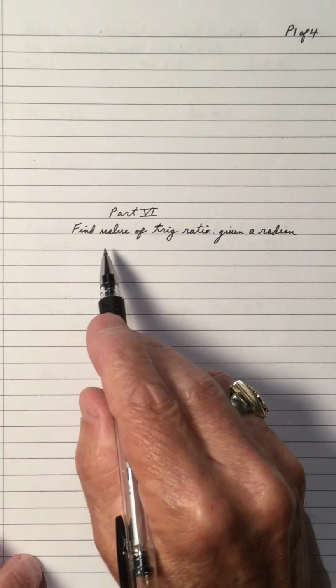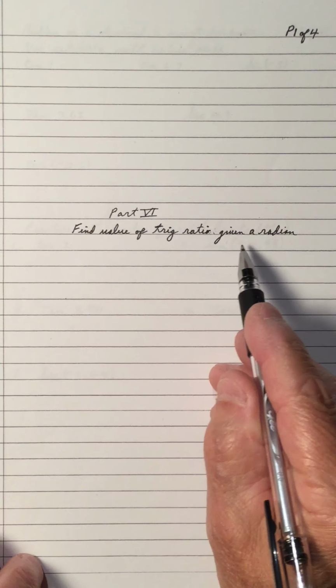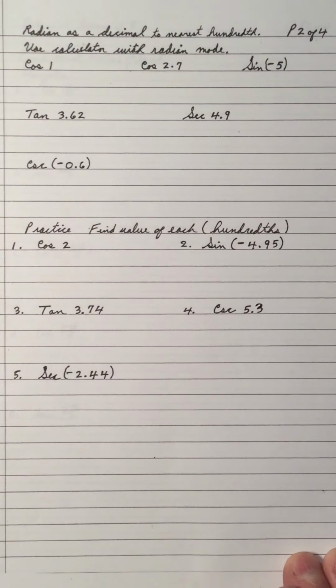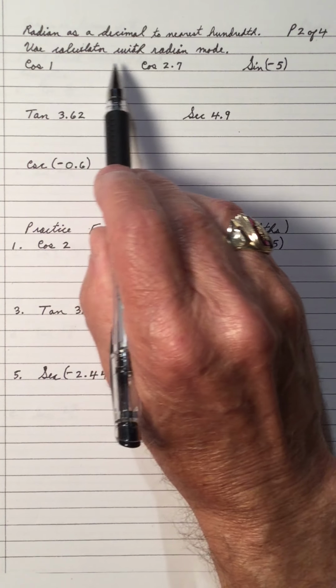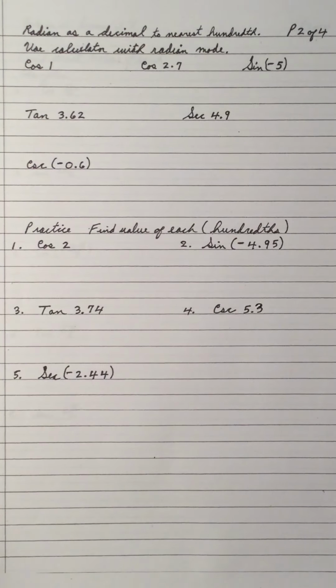Hi, welcome to my video on part 6. Find the value of a trig ratio given a radian. Write the answer as a decimal to the nearest hundredth. Use the calculator in radian mode.